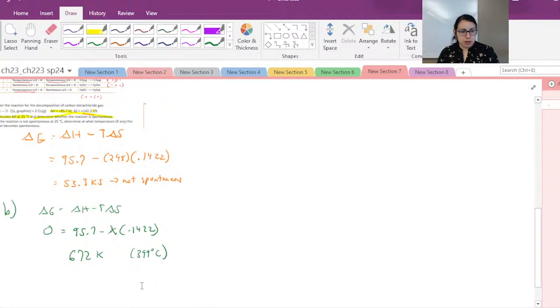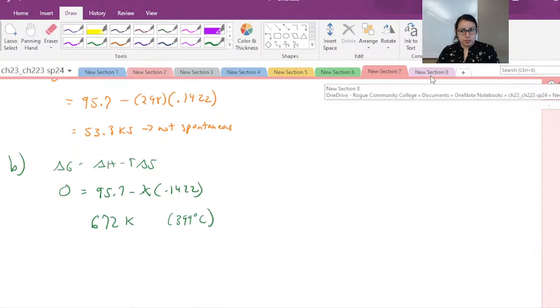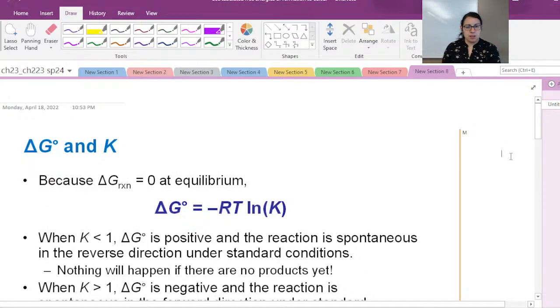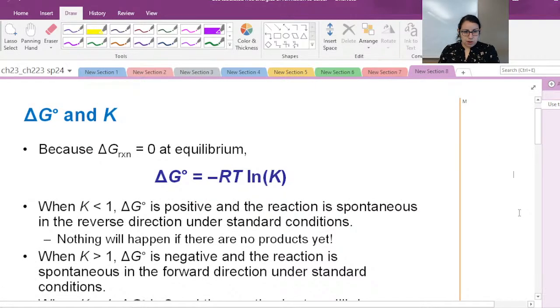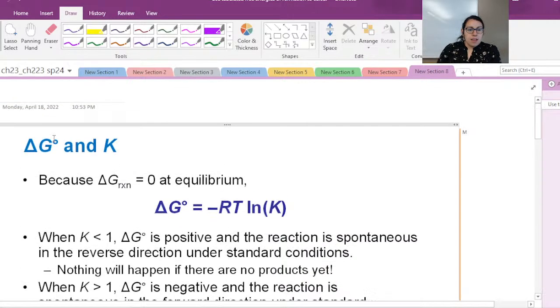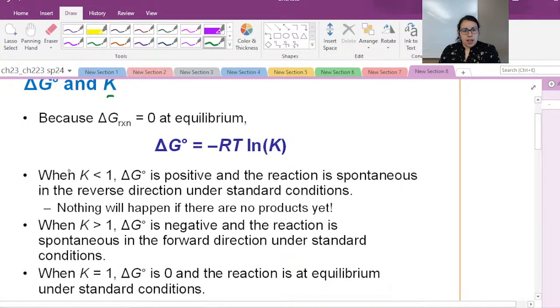Questions about that example? All right, so then the last bit of this chapter, which we kind of flew through, but we'll probably do a lot of practice on Thursday. Now we want to relate our change in free energy and, of course, our good old K, equilibrium. We had said our Gibbs free energy of our reaction is 0 at equilibrium. And we also have this relationship here.